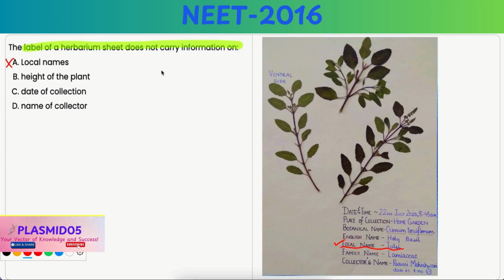The height of the plant is not included on a herbarium sheet. It is because the specimen collected for the herbarium can be a part of the plant. For example, a branch, leaves, flowers, and the full height is not always relevant or measurable from the sample. Hence, it is the correct option.